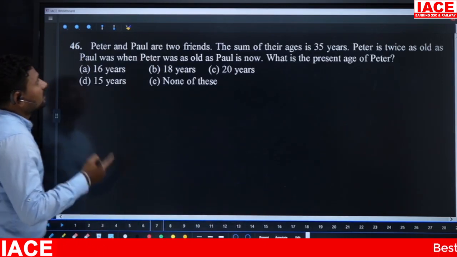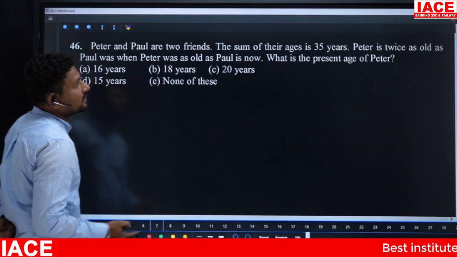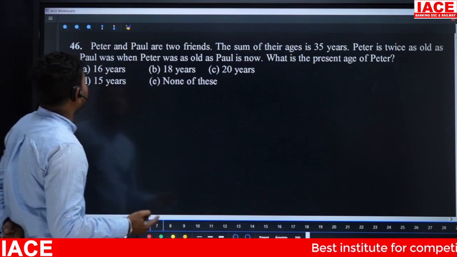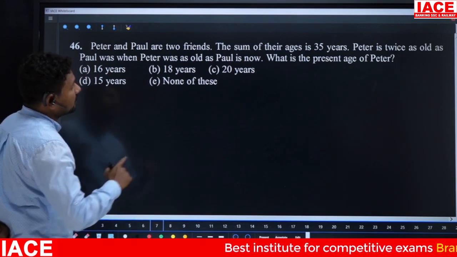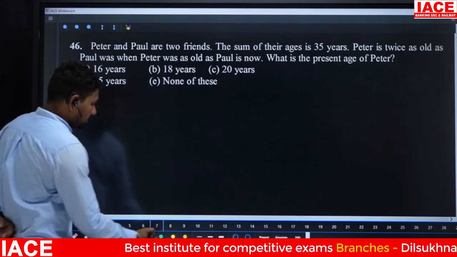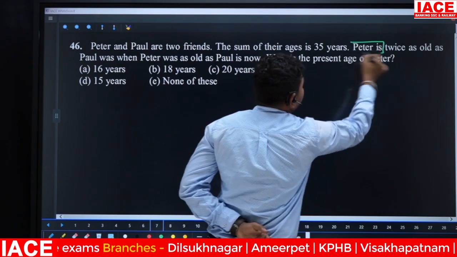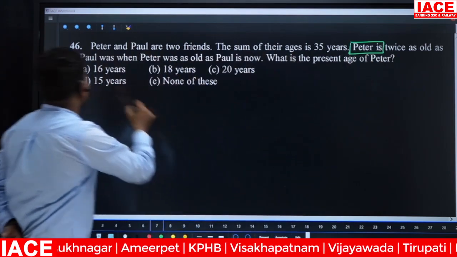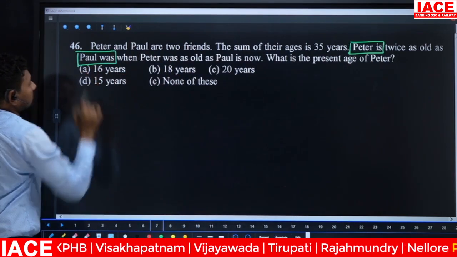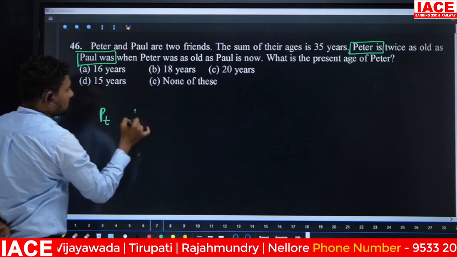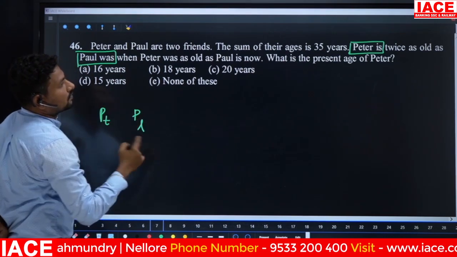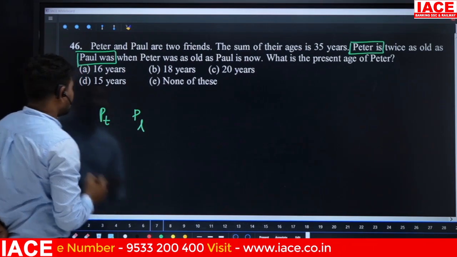46th question. Peter and Paul are two friends. The sum of their ages is 35 years. Peter is twice as old as Paul was when Peter was as old as Paul is now. So let's come to the question. We'll elaborate. Peter is twice as old as Paul was. Then there are two candidates, Peter and Paul. So finally they are asking the present age of Peter.